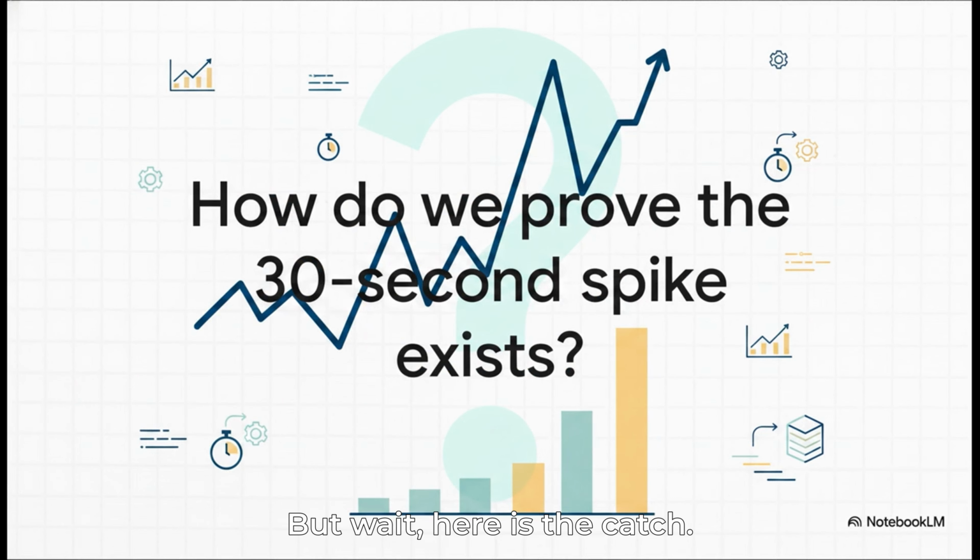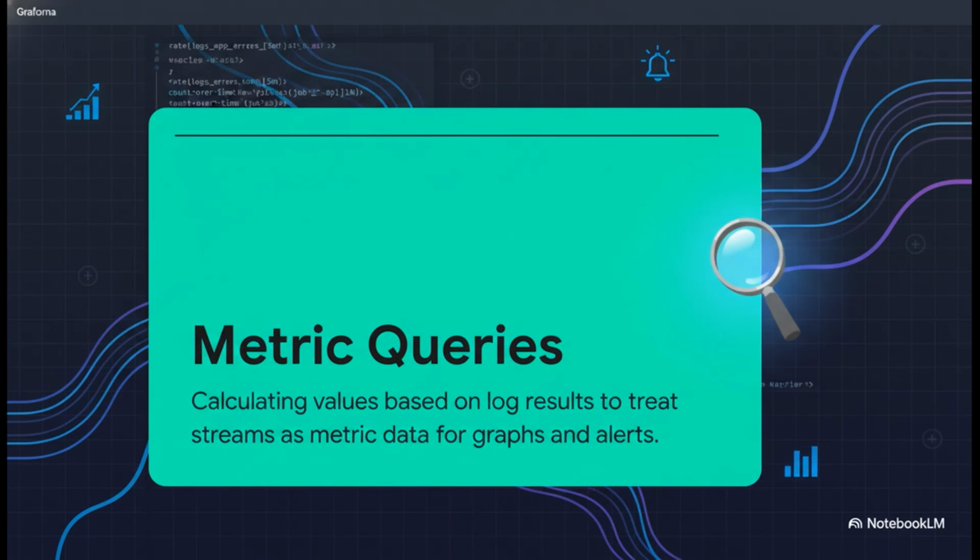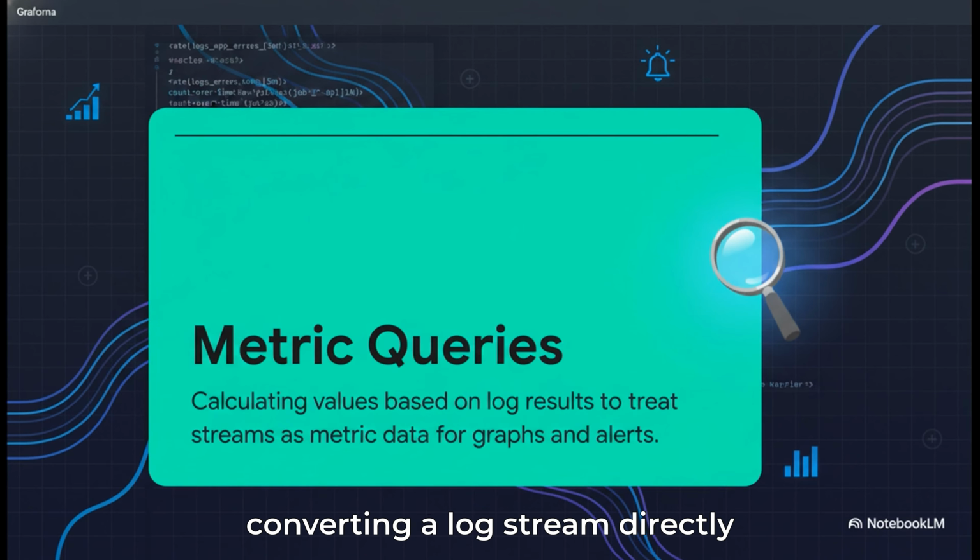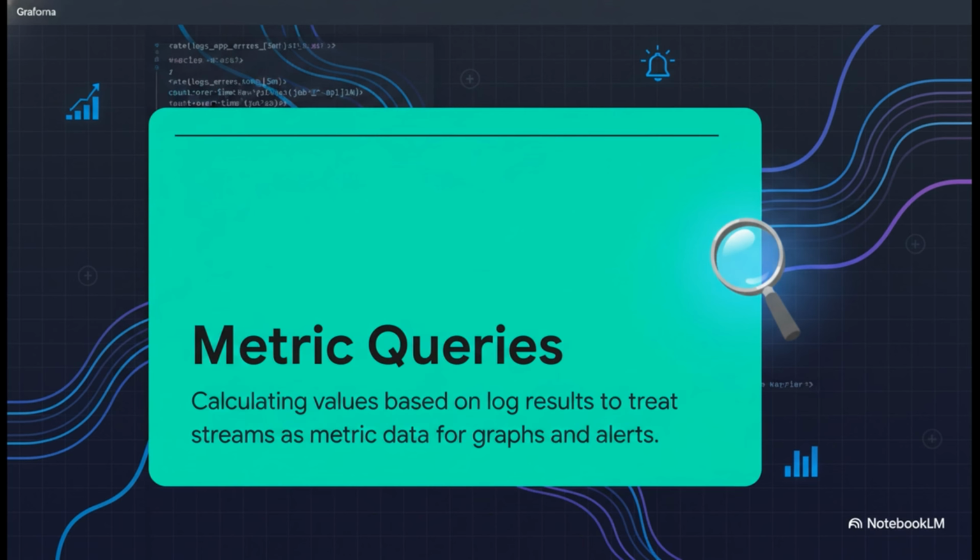But wait, here is the catch. At this point, we still just have a scrolling list of formatted text. If you're trying to show leadership or your engineering team exactly what went wrong, a scrolling wall of text doesn't actually give us the overall error rate over time. It doesn't definitively prove the spike happened. To finally solve this mystery, we need to unlock LogQL's true superpower, converting a log stream directly into a metric query. We're going to calculate mathematical values based strictly on our log results.